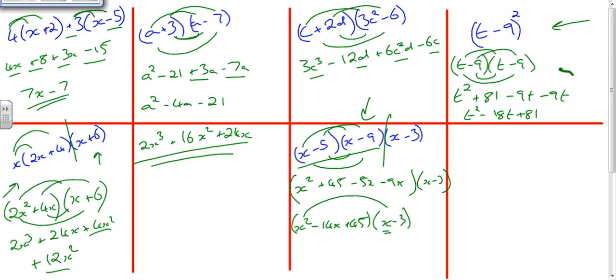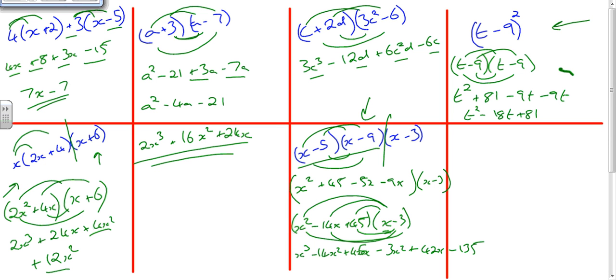So we're going to do x squared times x, 14x times x, 45 times by x. So if we do that, that's going to be x cubed minus 14x squared plus 45x, and you multiply everything by the minus 3, so that's going to be minus 3x squared plus 3 lots of 14 is 42x, and then minus 3 times 45 is minus 135, and then you simplify it.